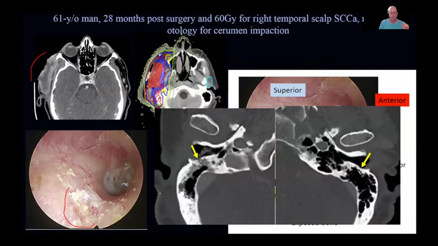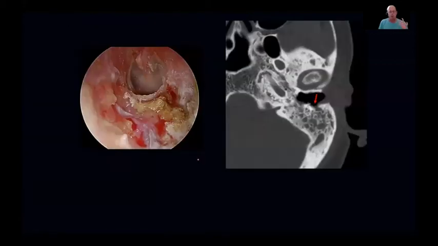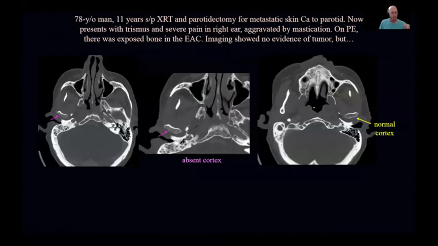This is a relatively minor case, but on the left posterior canal wall looks pretty good, but on the right side there's this small defect. And here's a more advanced case that I showed the picture of earlier, and a much bigger defect along the posterior bony canal wall. So this is temporal bone osteoradionecrosis.